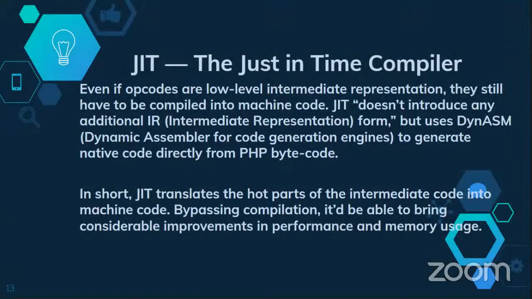So now let's look at the just-in-time compiler. Even if opcodes are a low-level intermediate representation, they still have to be compiled into machine code. JIT doesn't introduce any additional intermediate representation form, but uses DynASM, that is a dynamic assembler for code generation engines, to generate native code directly from PHP bytecode. In short, JIT translates the hot parts of the intermediate code into machine code. By bypassing compilation, it will be able to bring considerable improvements in performance and memory usage.